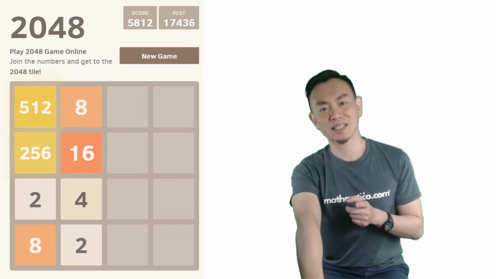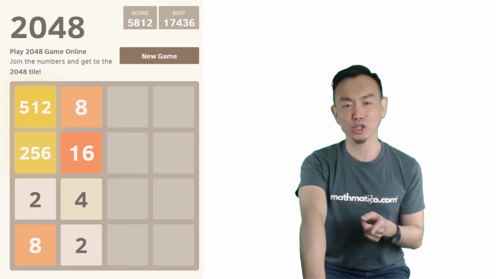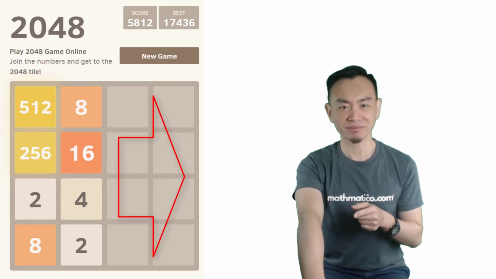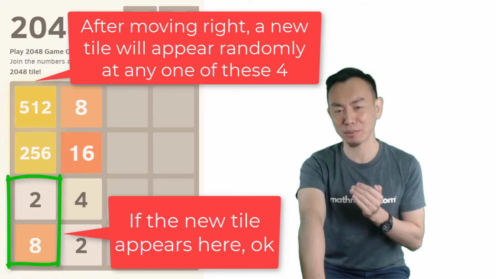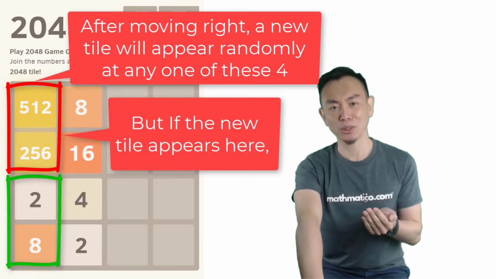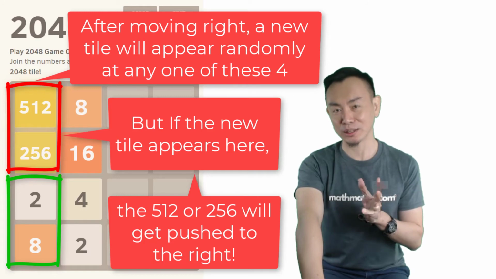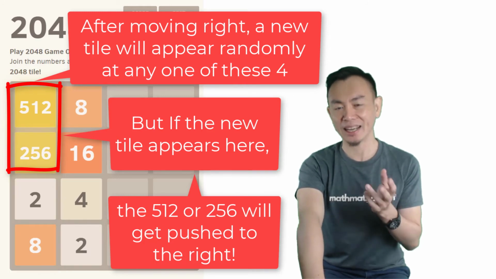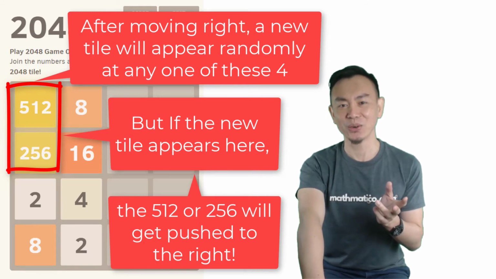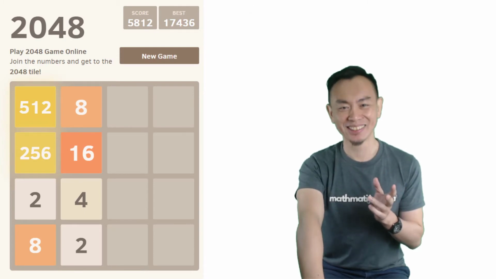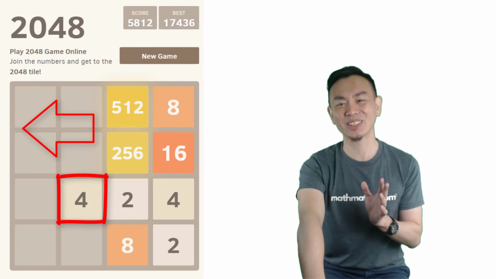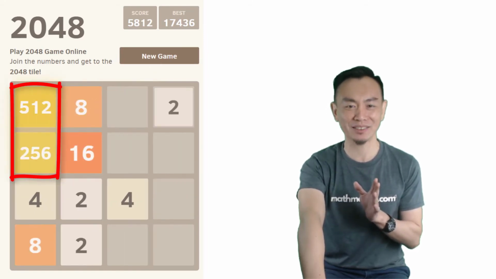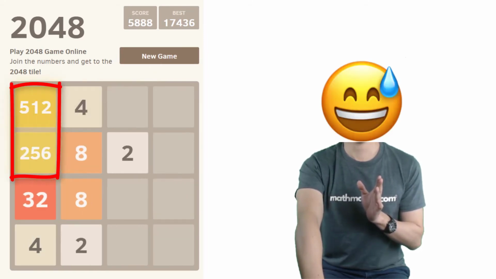Okay, so this is bad because I have no choice but to move right. If the random tile appears at the bottom, then we are still good, but if it appears at the top, then I'll be in trouble because I need to keep the 512 to the top left. Okay, so the higher it is, the worse it is. So see where it's going to come out. Okay, pretty good. I'm still safe. My 512 and 256 can go back to the top left. Phew.